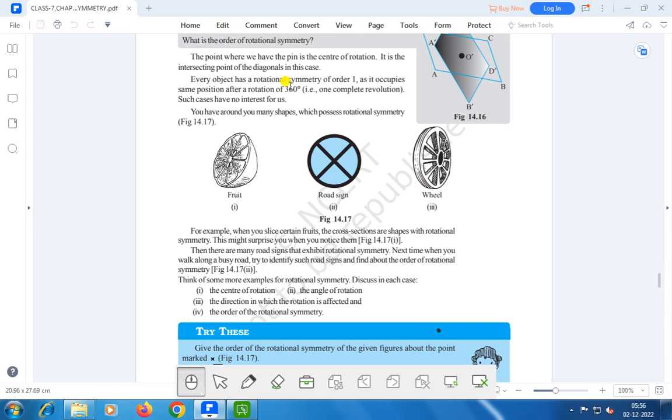Every object has a rotational symmetry of order 1 if it occupies the same position after a rotation of 360 degrees. There is one complete revolution. Such cases have no interest for us.